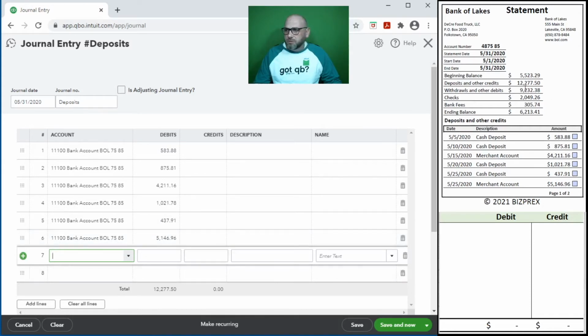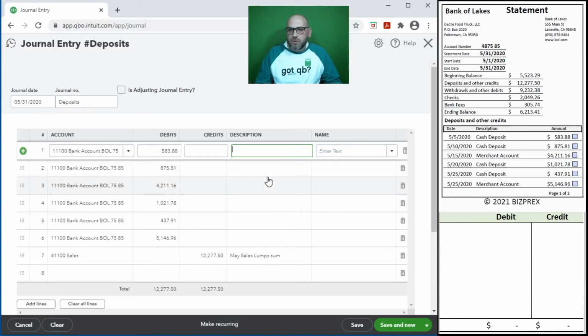So see this amount right here, deposits and other credits, is showing up right here. Isn't that awesome? All right, so we know that each one of those is increasing our bank account. What is the offsetting credit? It's sales. So we could essentially book them all individually like that, or we could lump sum it. And we could detail it the other way around, right? And we will do that in the future.